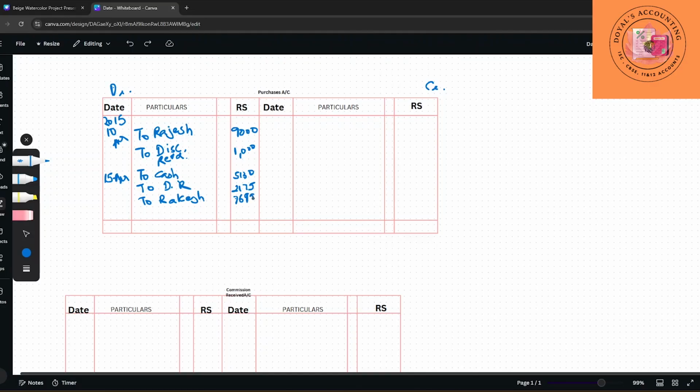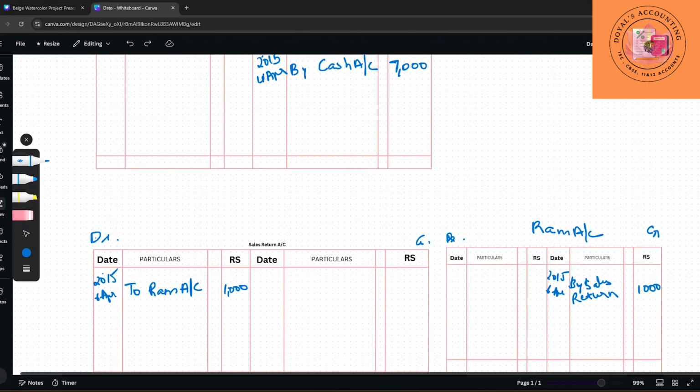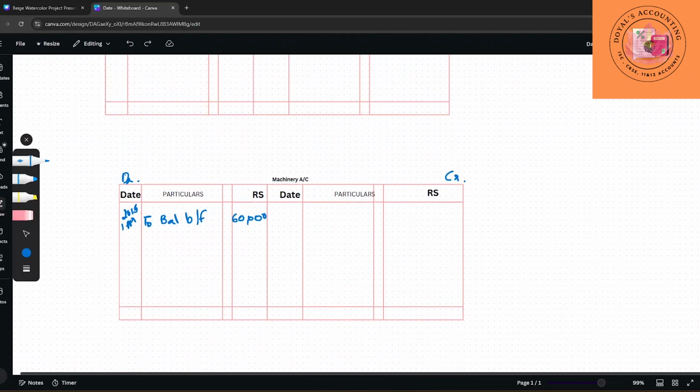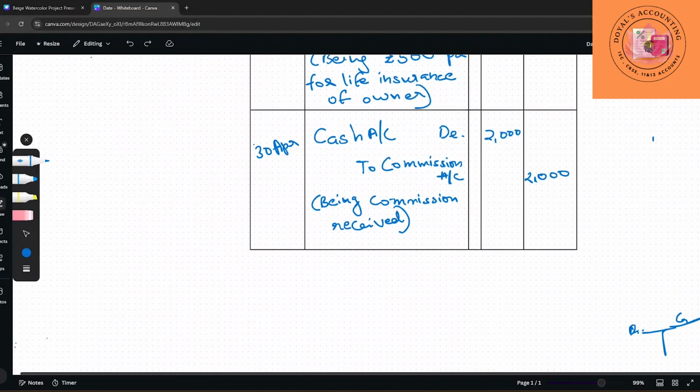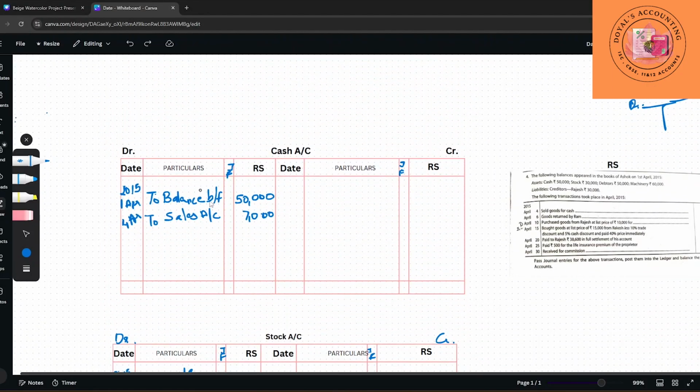7695. Now let's go to cash account and record. What is the transaction? The journal entry is purchases account to cash. So cash is on the credit side and we will record also on the credit side. We'll write by purchases 5130.